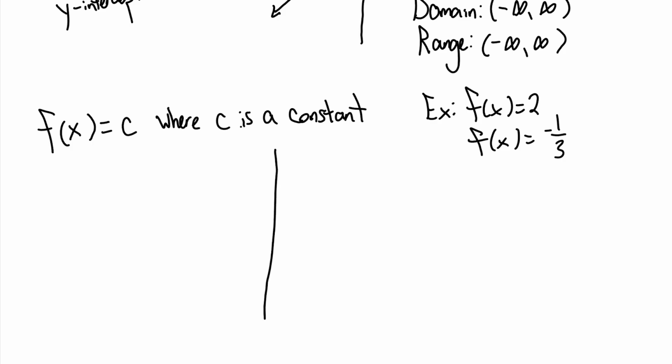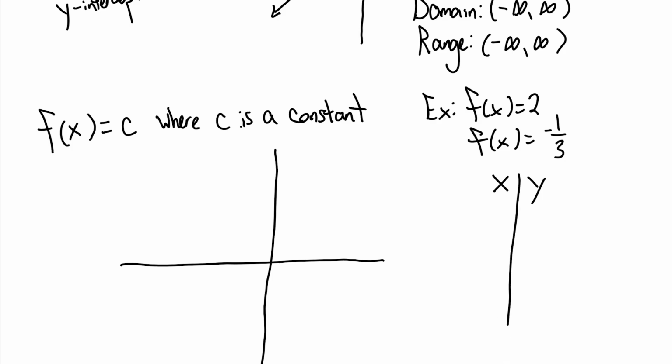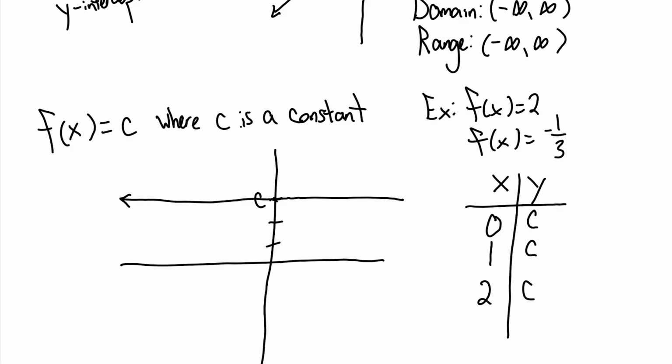So in this case, no matter what our x value is, if we made an xy chart here and put our x's here, our y value would be c, no matter what our x value is. You can imagine c to be any number you want. I just want to keep it general here. So let's say that this is c right here. Then our function is going to look like this. It's just going to be a horizontal line right at this point.